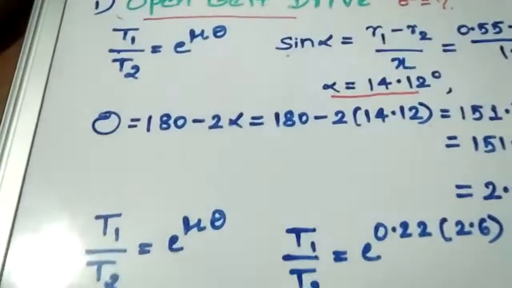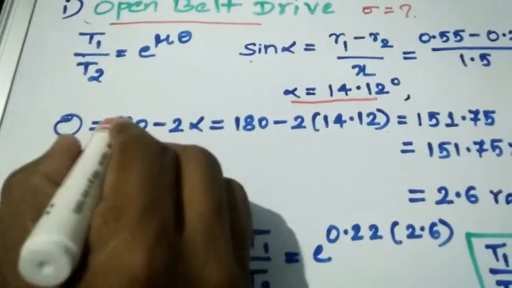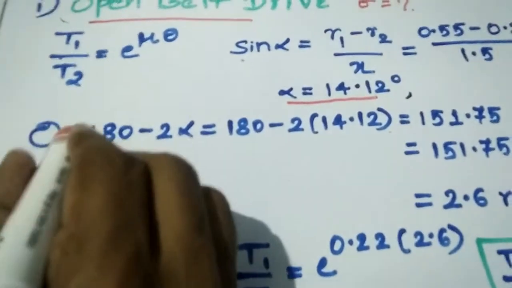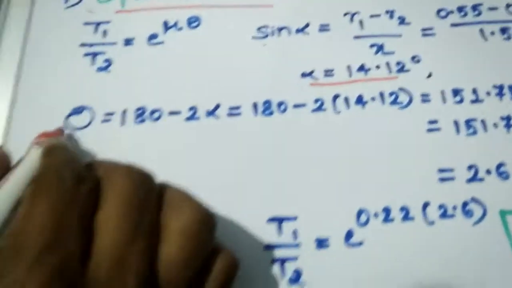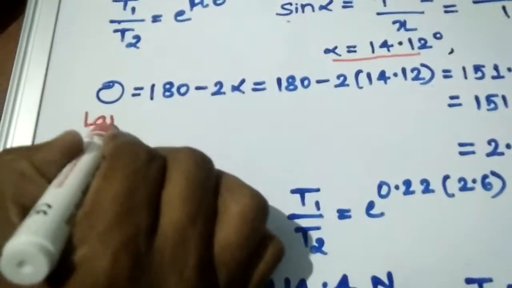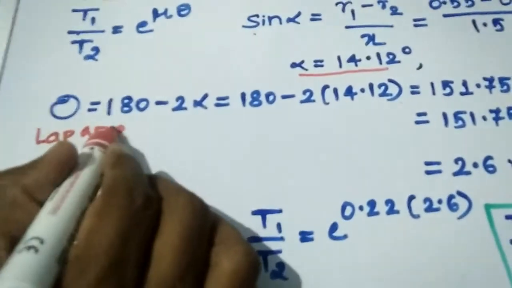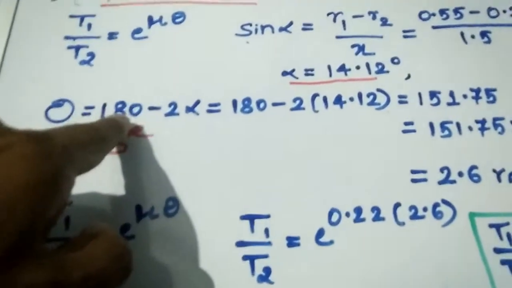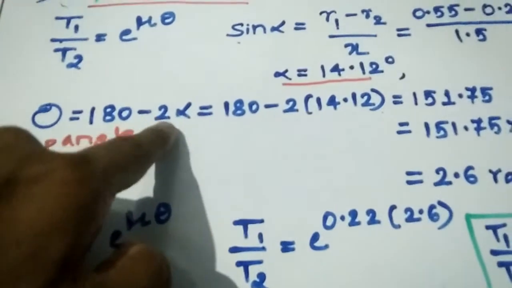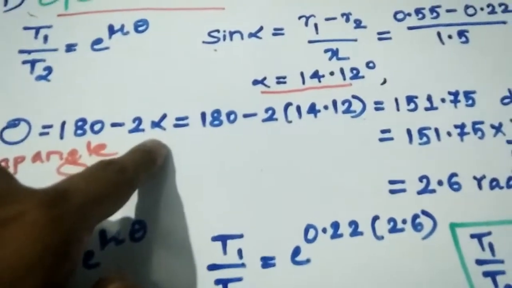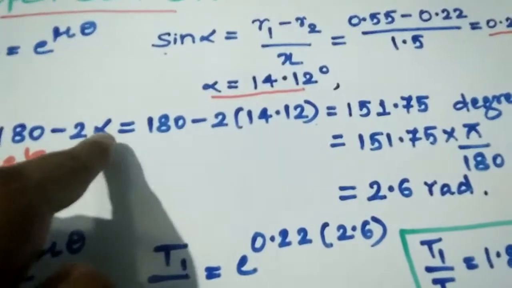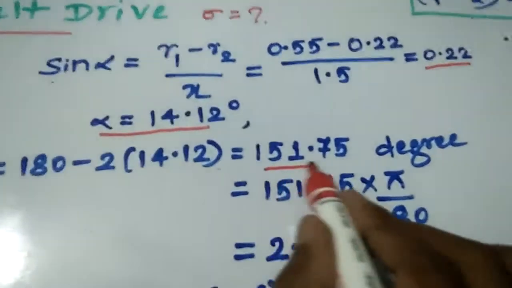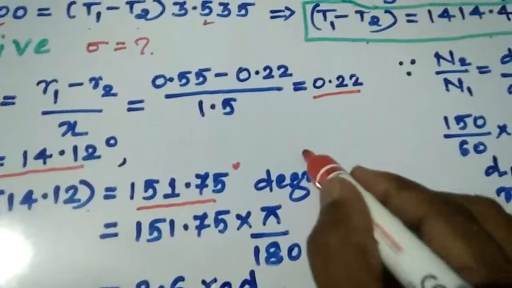Once again, when it is an open belt, I have explained this in the previous theory. When it is an open belt, you have to take the lap angle for the smaller pulley only. In that case, the formula comes as 180 degree minus 2 alpha. Look at the previous formula. Alpha is 14.12. Finally, you get 151.75, that is in degrees.